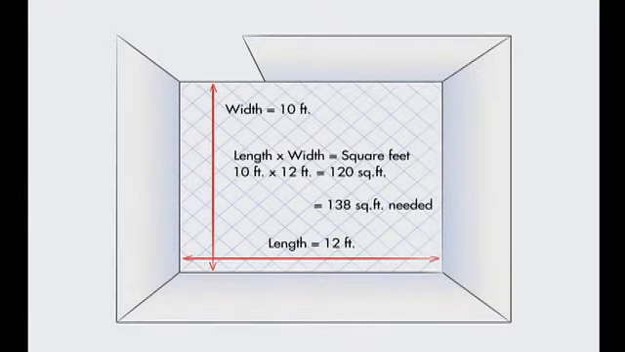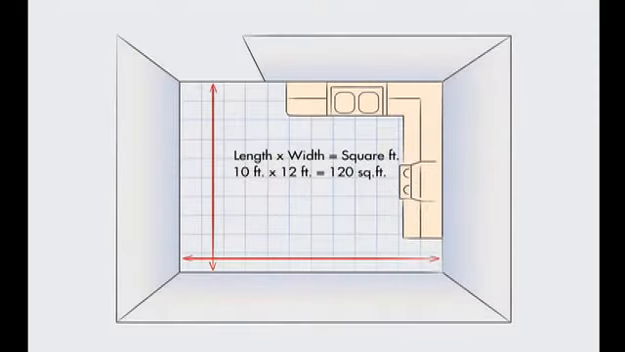If you're installing a floor tile using a diagonal pattern, or the room has lots of curves and corners, add 15% for waste. If the room has any obstructions, counters, protruding closets, and so forth, subtract their square footage from the overall square footage of the room.